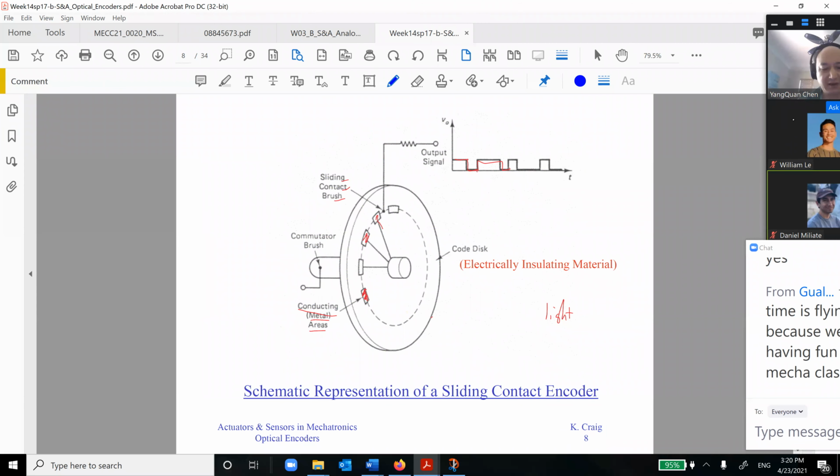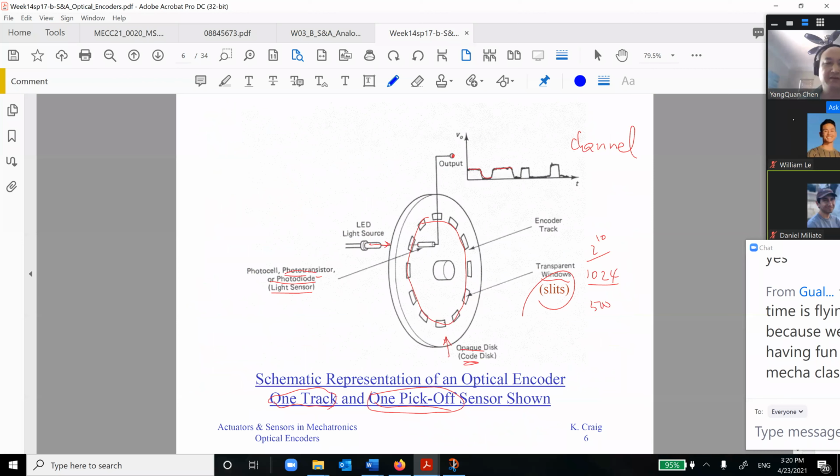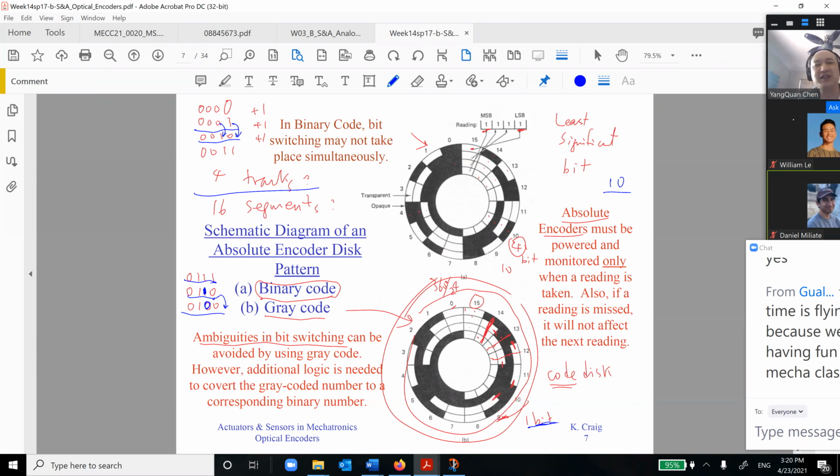By using this optic encoder, you have multiple tracks and multiple pick-off sensors. Corresponding to different tracks, you have different sensors. So if you have 10 tracks, you need 10 sensors. You have 10 channels of signals. Then together, you define very uniquely your absolute position all the time.